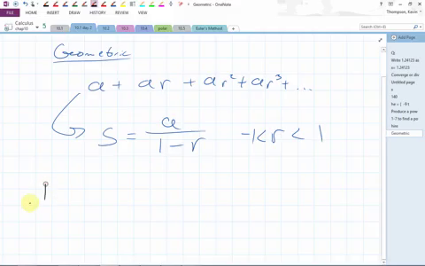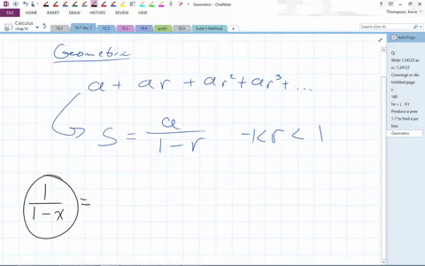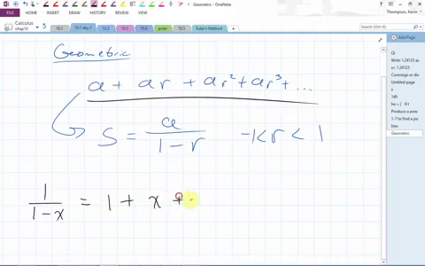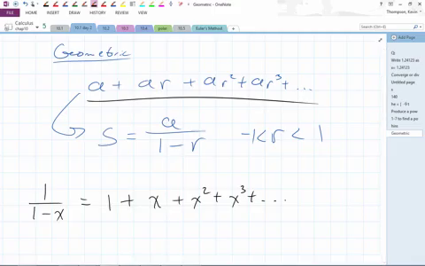I wrote 1 over 1 minus x. Now, looking at that, x has taken the role of r, and the first term is 1. So 1 over 1 minus x. Thinking of this function, right? That function must be equivalent to this infinite polynomial of 1 plus x plus x squared plus x cubed, and so on. So a is 1 in this case.